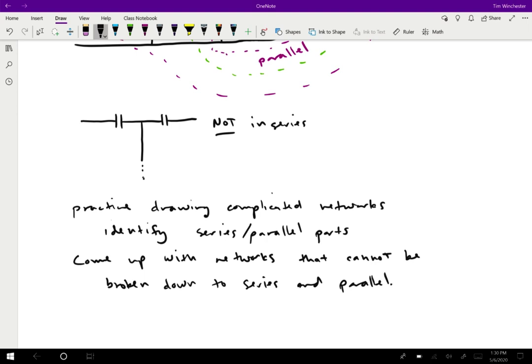It is possible to come up with some that are like that, but they're not as common, and there are additional tools that you can use to analyze those. So we're not going to study them in this class, but I think just as an exercise, it's useful to try to come up with situations that you can't handle as parallel and series so that you'll understand how you can handle all the others.